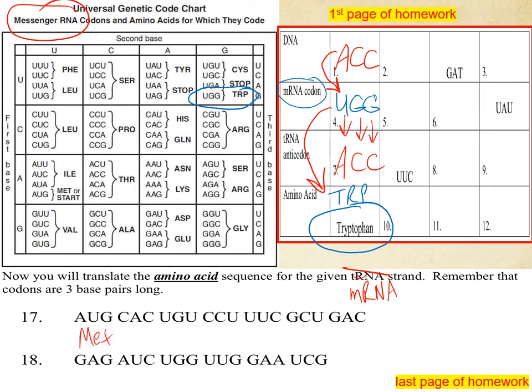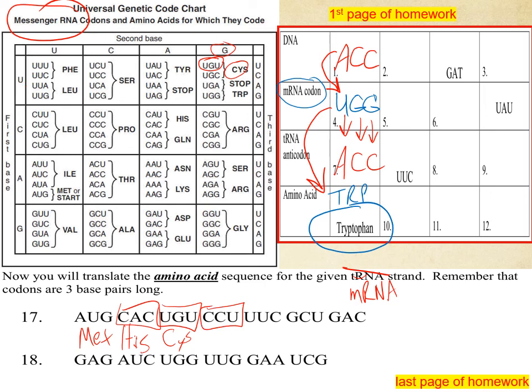But let's go to the second one, CAC. I'm going to find C right here, A right here, and they intersect right there. CAC tells me it's going to be histidine. So I'm going to write that right in there, HIS. UGU, well, I see a U up top here and a G all the way at the end. Right here where they cross, that's going to be cysteine as my amino acid.